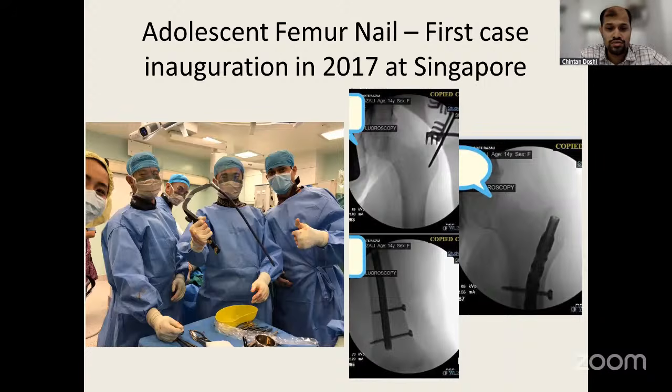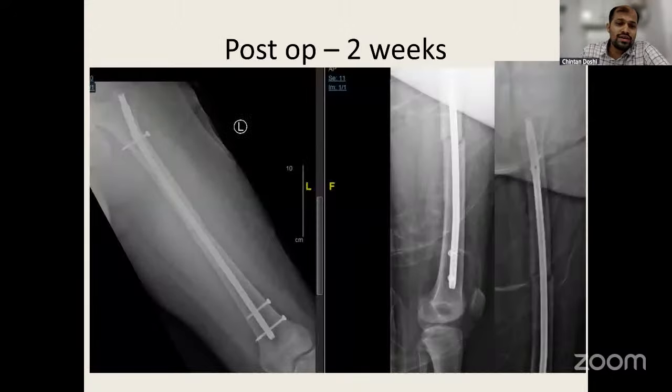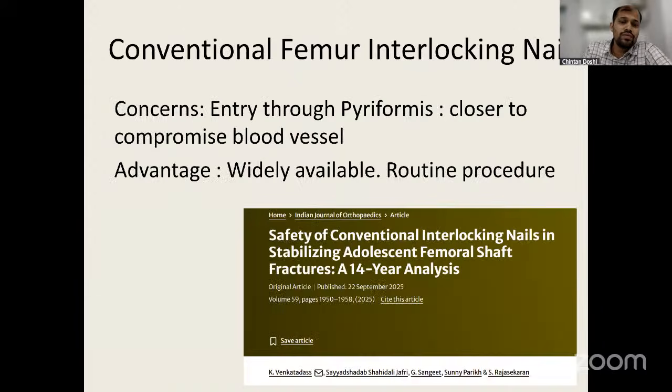This is with the flutes, where it passes through easily. You can see the design on the C-arm views, and this is, I think, a 7 millimeter nail. So it passes very easily in the narrow canal. Then this was a post-op X-ray, and this went on to heal well.